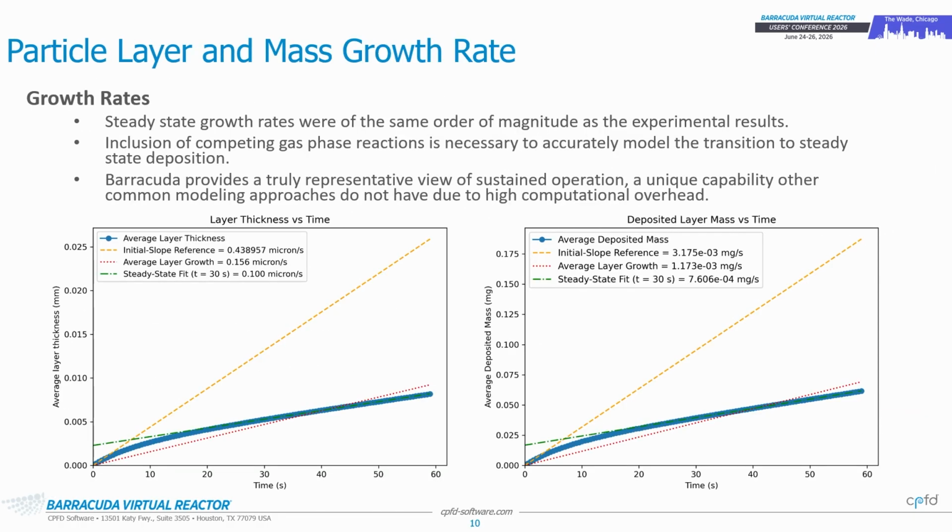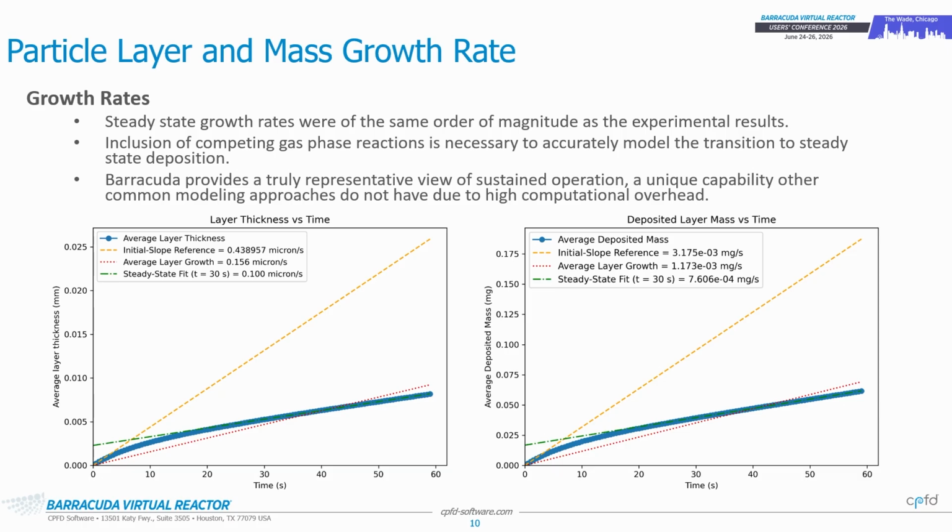Here we're looking at the layer thickness growth rate and the mass growth rate. The layer thickness is on the left, mass on the right. And this is for all of the particles in the system. We're taking an average. So at each time step on this plot from 0 to 60 seconds, what the average layer addition was overall from the initial time step. And you can see this blue dotted line here represents the transition.